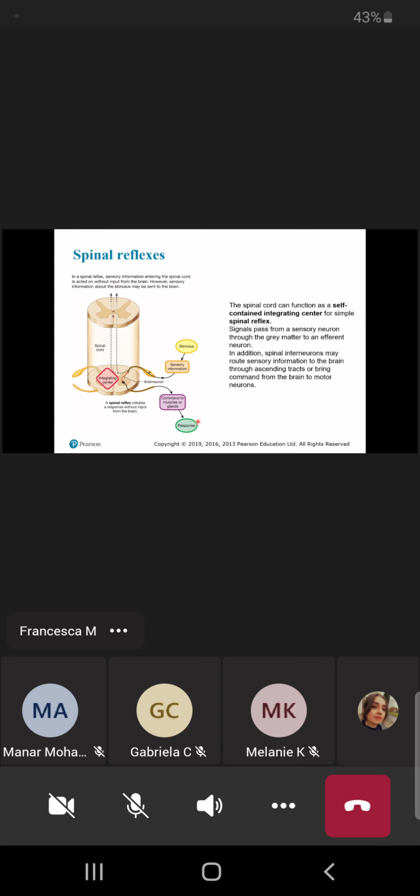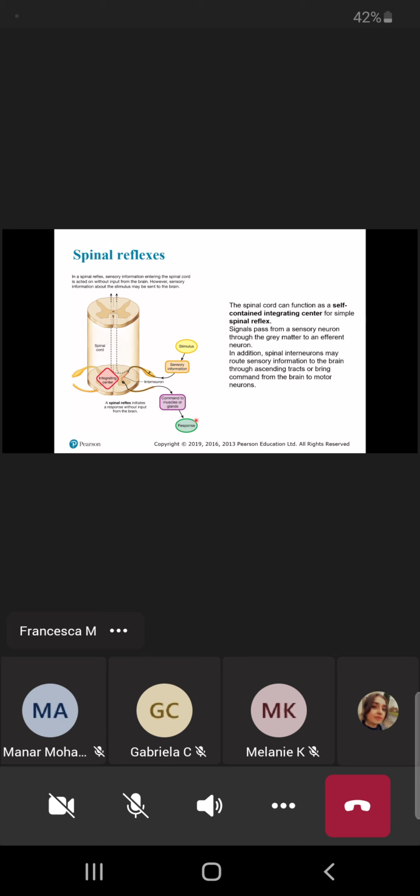This is an important function for the spinal cord, for stimuli that are simple and require a really immediate response. In this case, of course, the response is quicker, because we don't need to send the information to the brain, but everything happens in the spinal cord. So these are the main functions of the spinal cord. This is just an overview of the spinal cord. We're not going to go deeper into the detail of the spinal cord function.